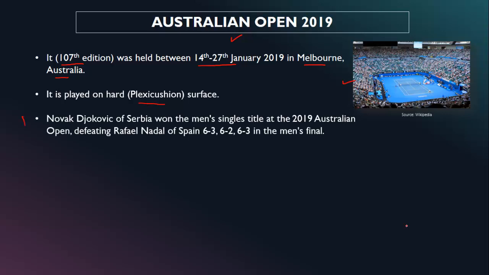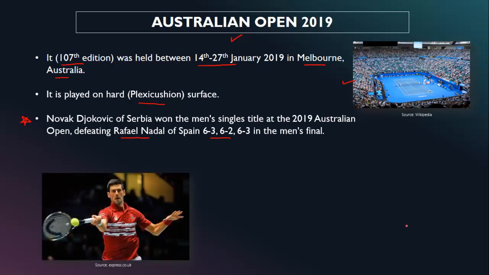And now the very important thing which comes here is that Novak Djokovic of Serbia won the men's singles title, and whom did he defeat? He defeated Rafael Nadal, and Nadal is from Spain. So these were the sets in which he defeated Nadal. So please remember, friends, Novak Djokovic. Here's Novak, and you can see the picture, and please remember him, and I'm sure most of you remember him by face also, by name also.